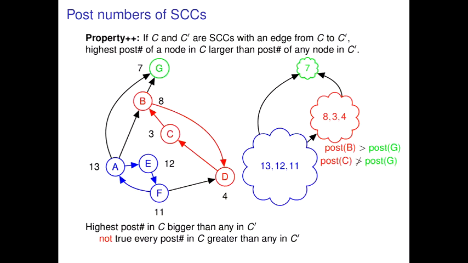So the highest post order number in C is bigger than any post order number in C prime. That's true. It's not true that every post order number in C is greater than every post order number in C prime. That's not true.